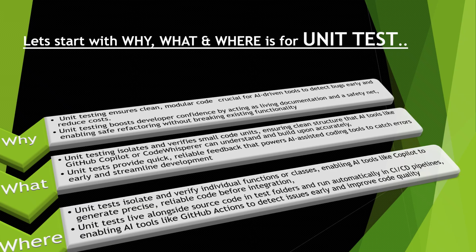The second point I have mentioned in this second topic is that unit tests provide quick, reliable feedback that empowers AI-assisted coding tools to catch errors early and streamline development. Unit tests execute rapidly, often in milliseconds, giving instant feedback to programmers, to us. And AI tools like GitHub Copilot or Code Whisperer from Amazon help verify code changes in real time, reduce manual testing and prevent regressions as projects scale.